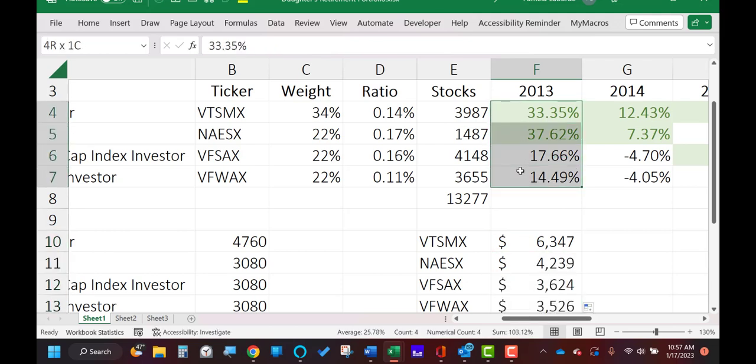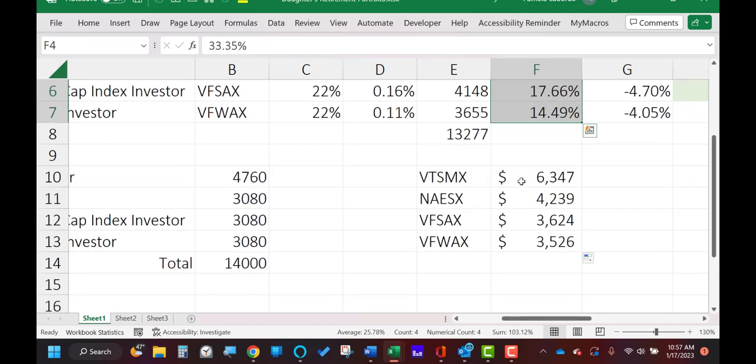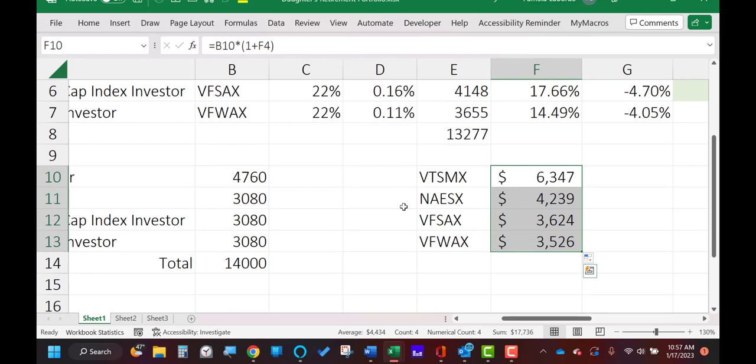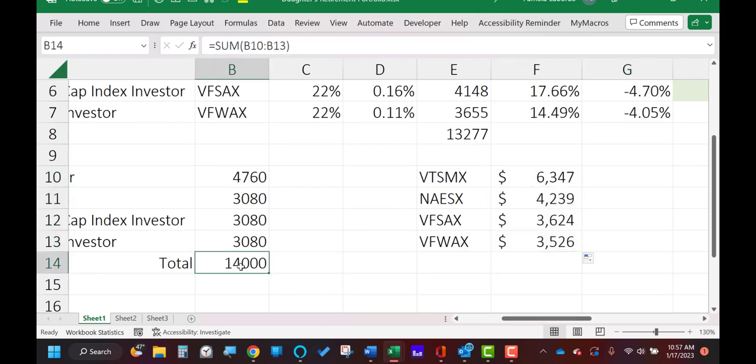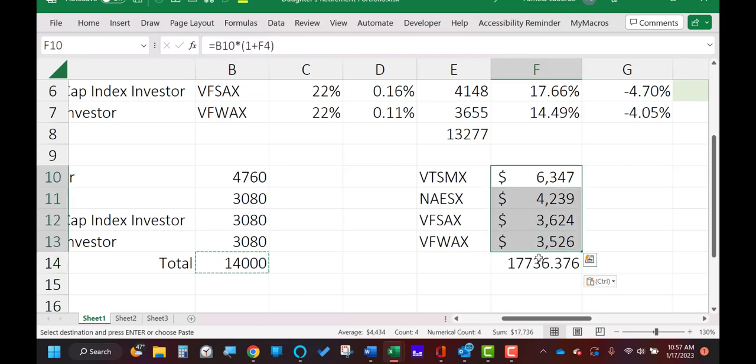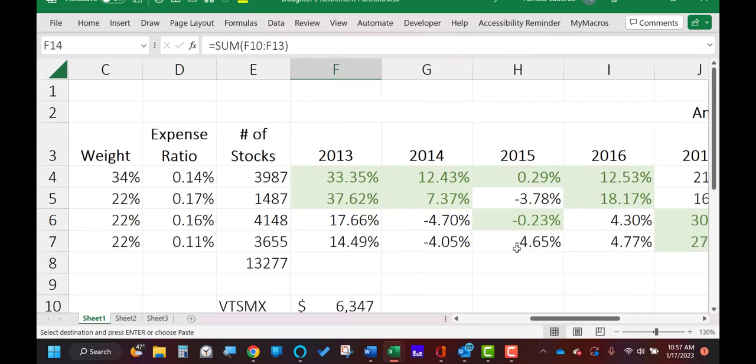Since all 4 of the funds generated a positive return, all 4 of the funds have a higher value at the end of 2013 than they did at the beginning. I'm going to copy this formula, which just sums these 4. So I'm going to copy that and paste it right here so I can sum these 4. Her $14,000 grew to about $18,000, so it increased by about $3,700 in 2013.